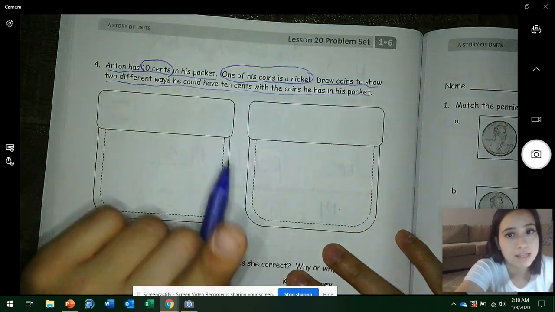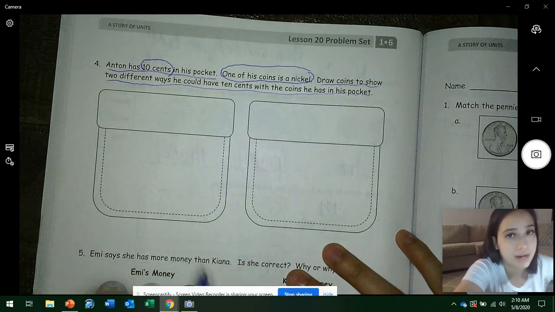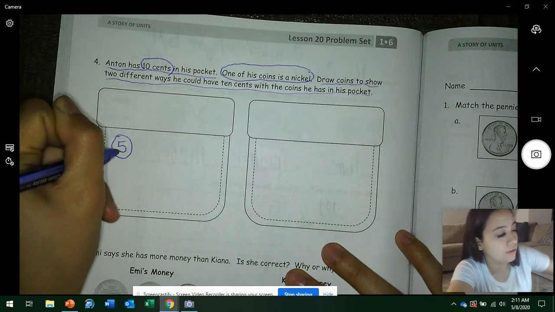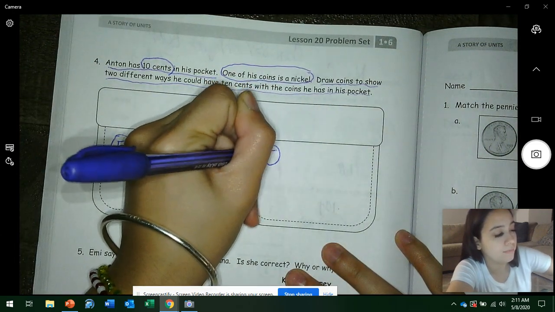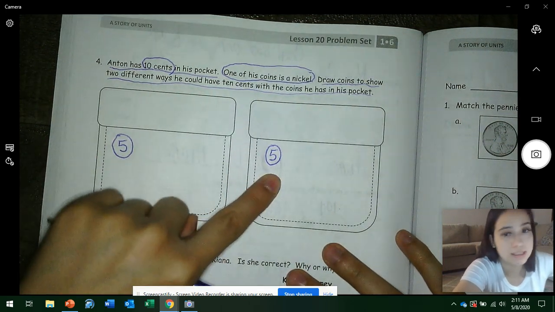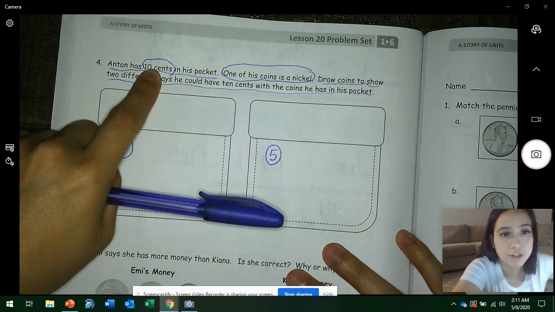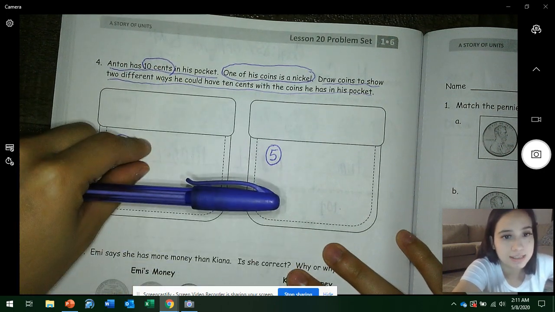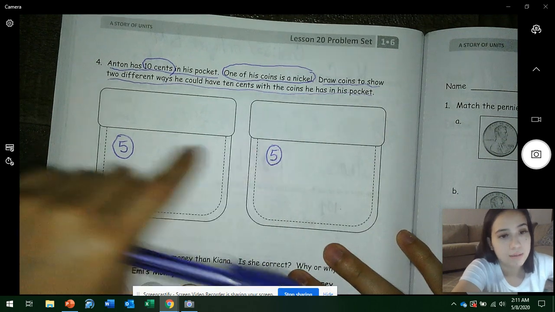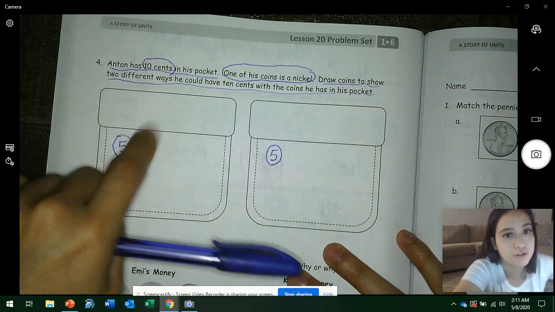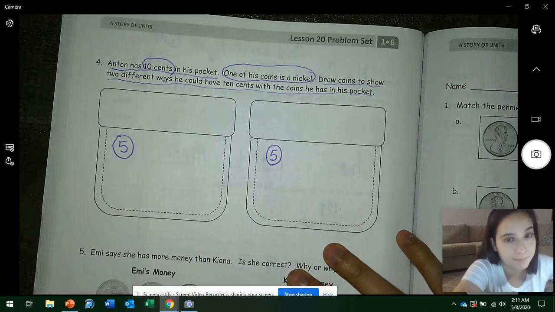So this is what I'm going to have you do right now. You're going to draw a nickel in both pockets already. So everybody do that. Because one of the coins is a nickel. What your job is to make sure that in both pockets he has 10 cents here and 10 cents here. But one of the coins was a nickel and you already have it. So you could use whatever other coins you would like now.